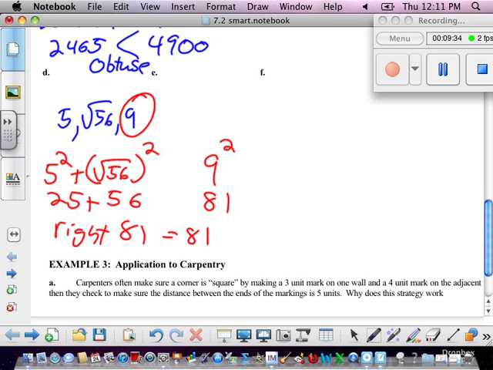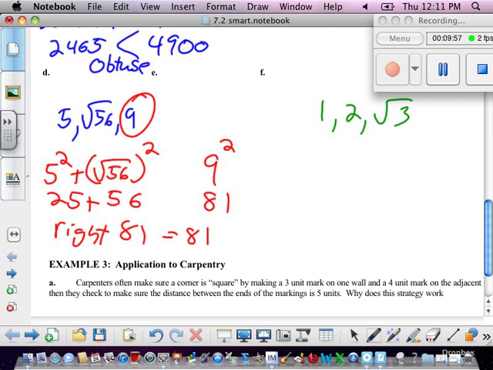You guys feel okay with this? Do you want to do E as well, or you're good? Okay, I'll do E. So I've got 1, 2, square root of 3. It should look very close. Okay. So which one's bigger?